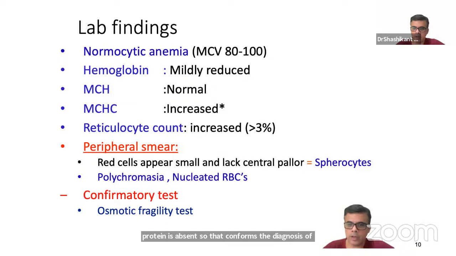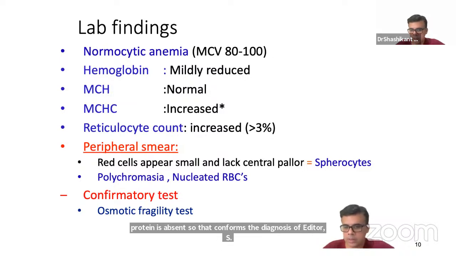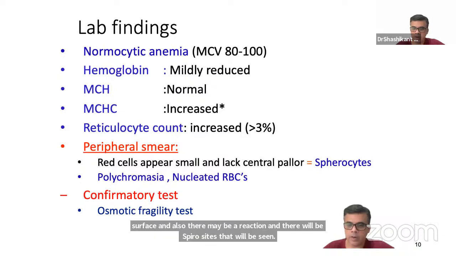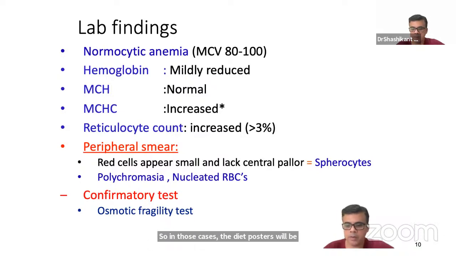Apart from that, you ought to do the direct Coombs test to differentiate from autoimmune hemolytic anemia, because these spherocytes will be seen in acquired cases of hemolytic anemias as well. So particularly in autoimmune hemolytic anemias, where there are antibodies on the RBC surface, and also there may be a reaction and there may be spherocytes seen. So in those cases, the direct Coombs test will be positive, and here it will be negative.